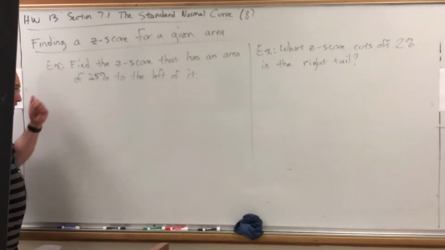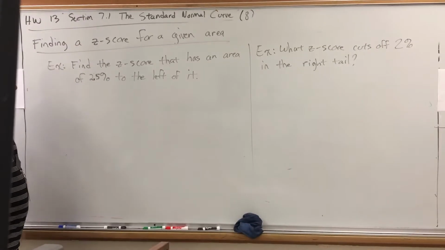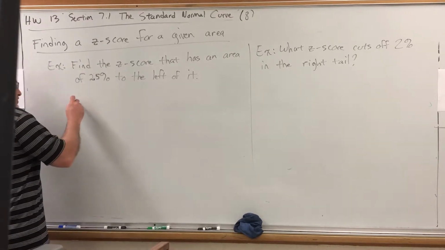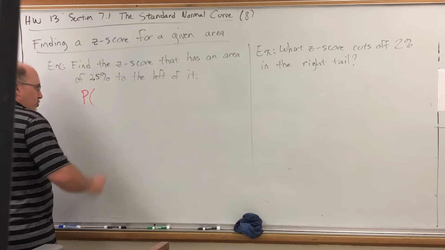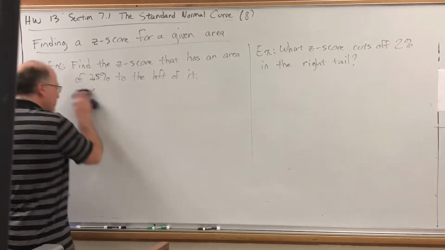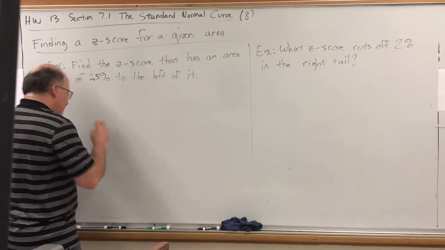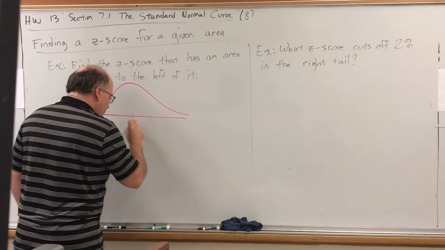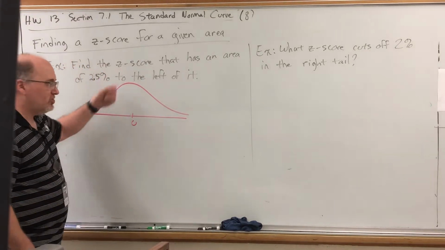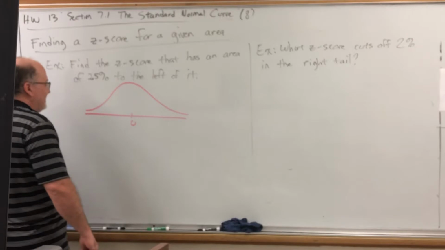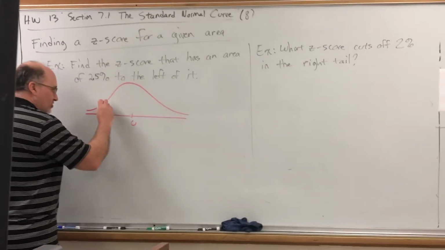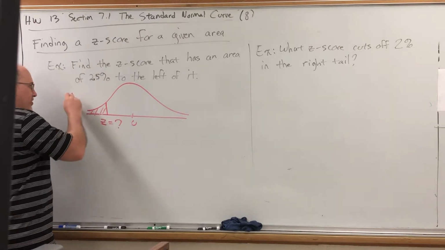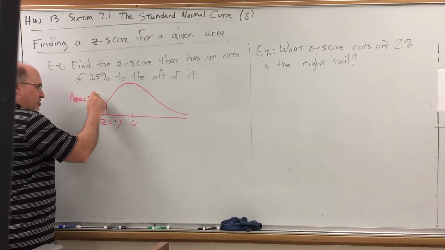For example, find the z-score that has an area of 2.5% to the left of it. In terms of probability, we're attempting to answer this question. Actually, let's draw the picture first. Sometimes the visual does it all. If we were to draw the bell curve, 0 in the middle because we're still talking z-scores, we want to find a z that has an area of 2.5% to the left of it. So z equals something, and we want this area to be 2.5%.